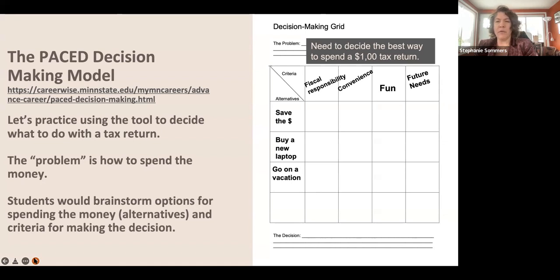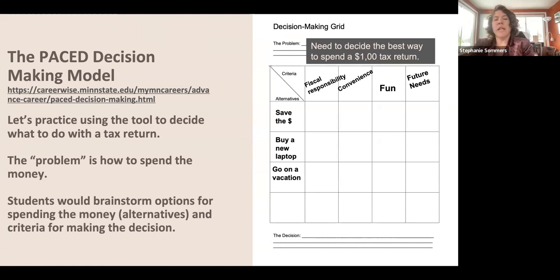It's just a blank form, and I wanted to model a little bit how you might fill it out. So I tried to think of a problem. This is kind of a good problem to have: deciding what to do with the tax return. Maybe I have a little extra money in my pocket and I'm trying to figure out how to spend it. So my problem here is I need to decide the best way to spend a $1,000 tax return. Then I was thinking, what are some of my options or alternatives? Well, I might save the money.